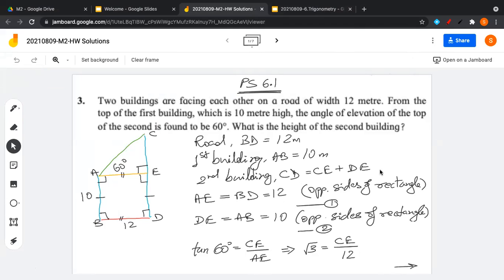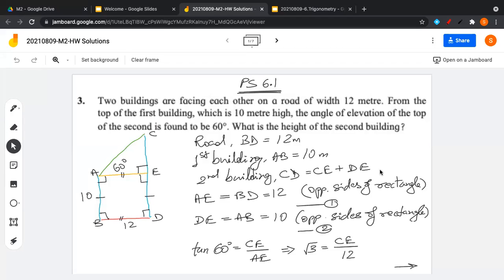Look at this. AB is the smaller building. CD is the higher building. BD is the road. So the angle of elevation 60 degrees will be angle CAE, where AE is parallel to BD, the ground. Quadrilateral ABDE will be a parallelogram, a rectangle. So AB will be equal to ED. So ED is equal to 10 meters. So half part of the height of the building we already know. We have to find the other part, that is CE.